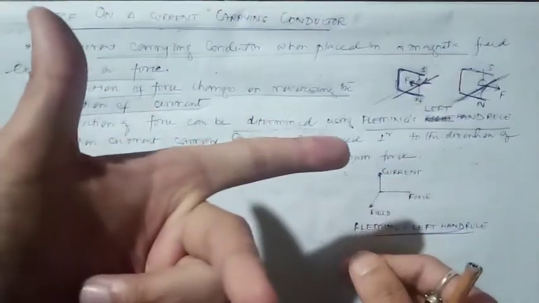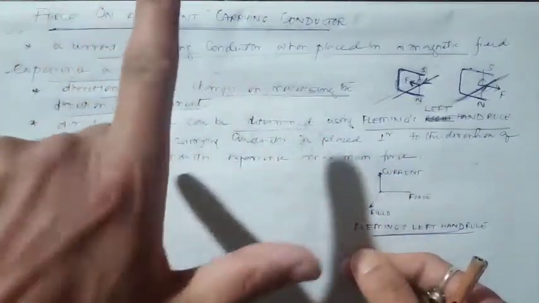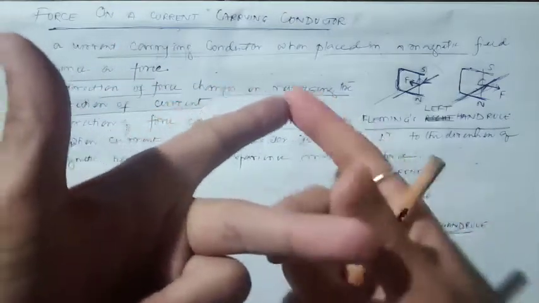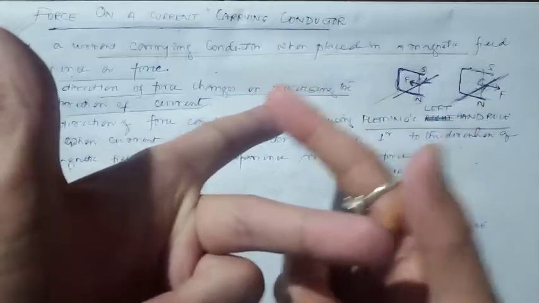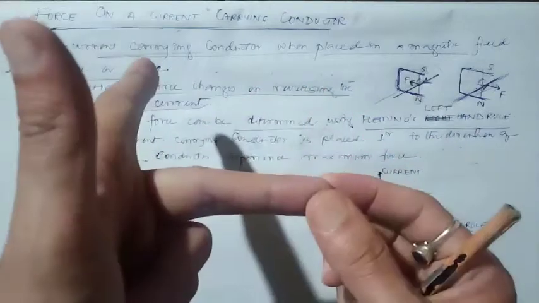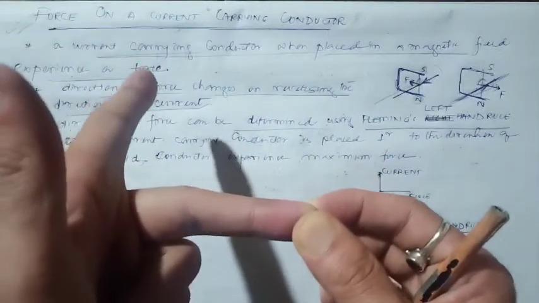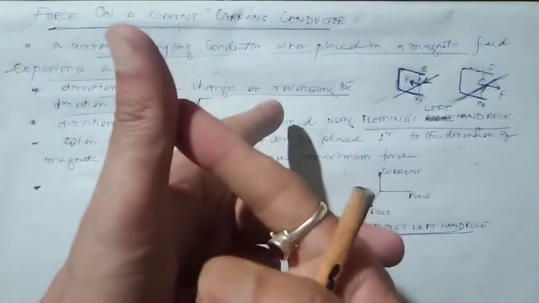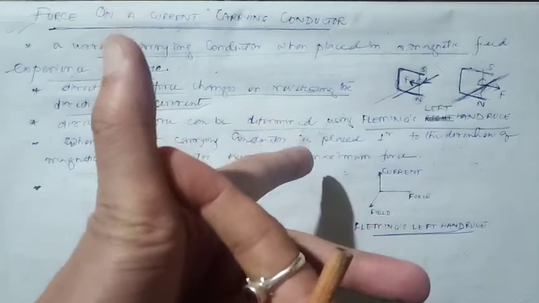So stretch the first 3 fingers of your left hand mutually perpendicular to each other. In such a way, you adjust these 2 fingers first. This finger should be directed towards the field and this finger should be directed towards the current. So when you adjust these 2 fingers, this thumb will be pointing towards one direction. So that direction will give you the direction of the force.